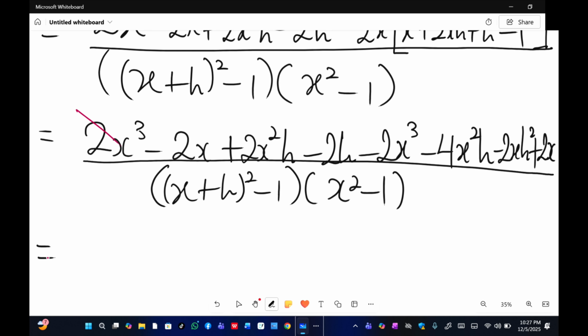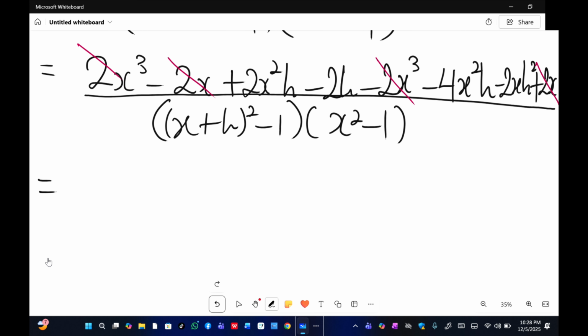So this minus this will give us 0. We have another negative 2x here plus 2x will also give us 0. Then we have 2x squared h also minus 2x. Sorry, this one cannot cancel out because one is having 1 in 1, we have x squared, so you'll be left with.